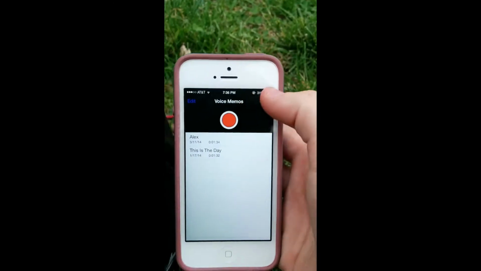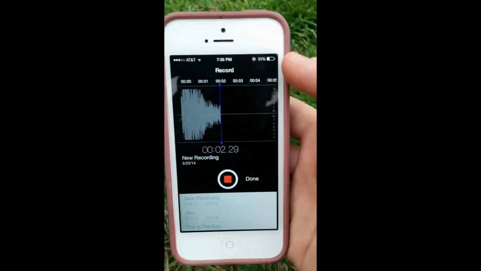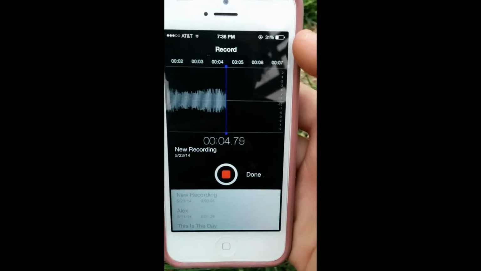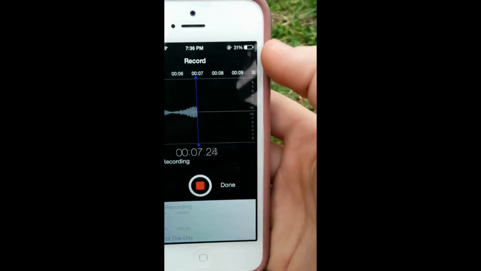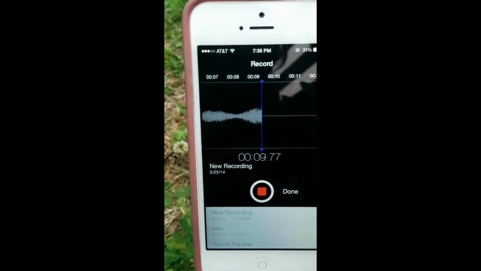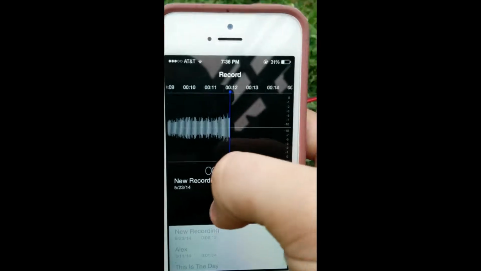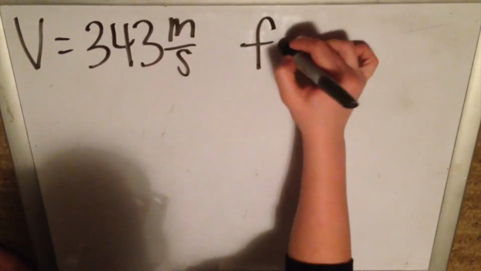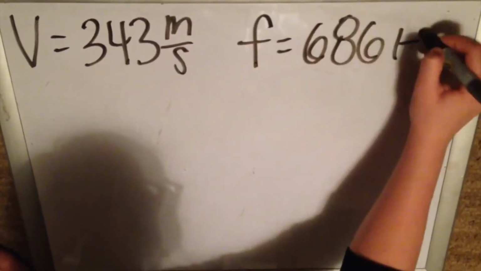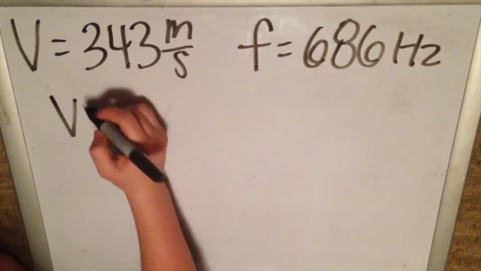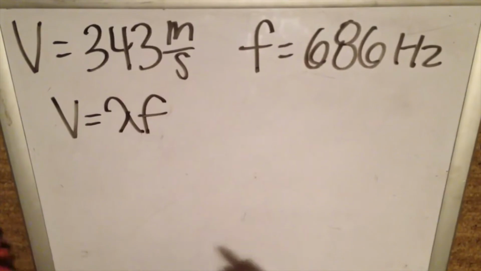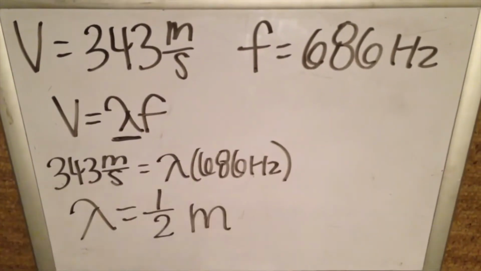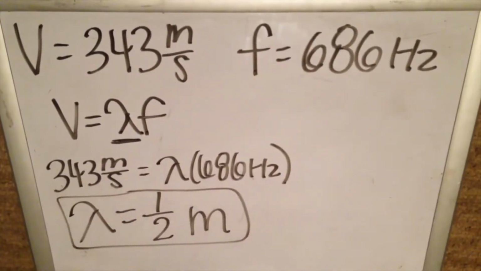The lines on my phone represent the amplitude of the sound. When the lines are longer, the sound is louder, and when they're not there, they're quiet. To explain this, we need to know that the velocity of sound is 343 meters per second, and the frequency we use is 686 hertz. We can use the equation velocity equals lambda times the frequency to find the wavelength of 1/2 meters.